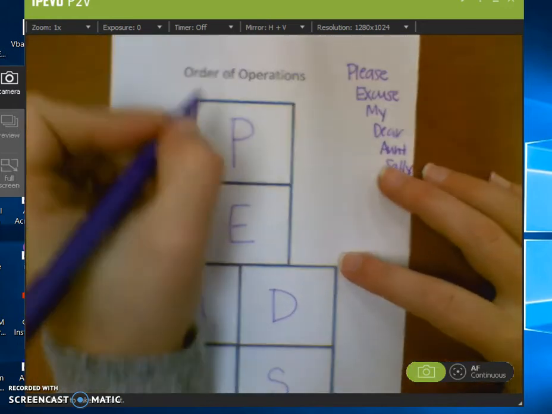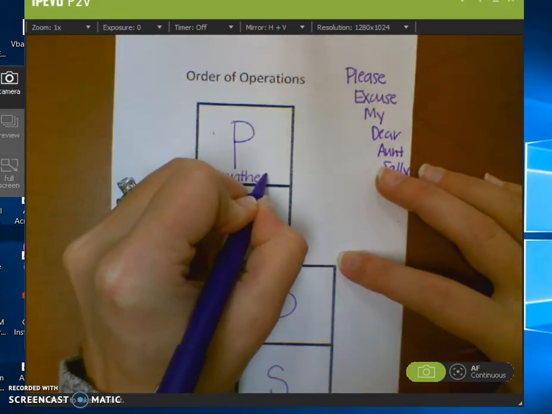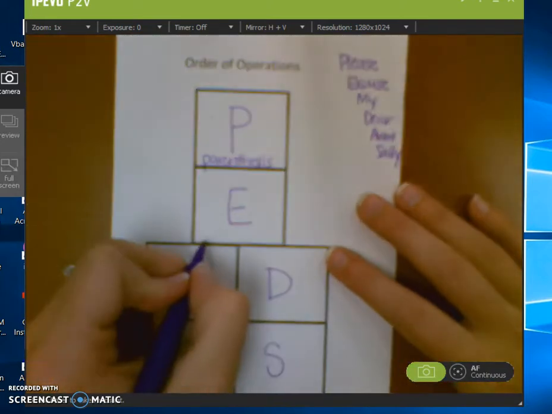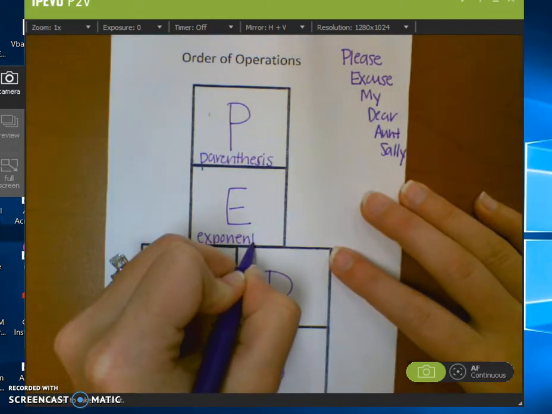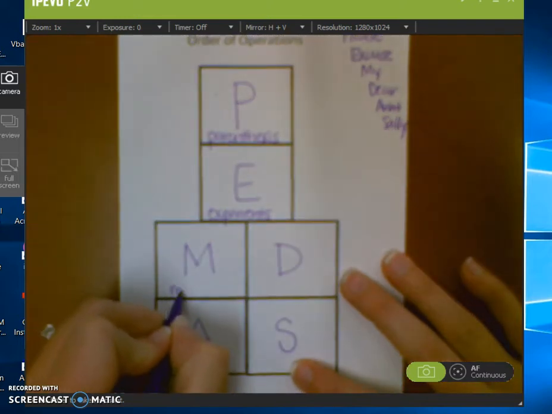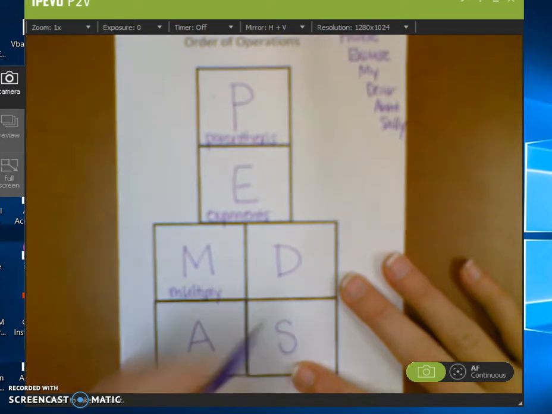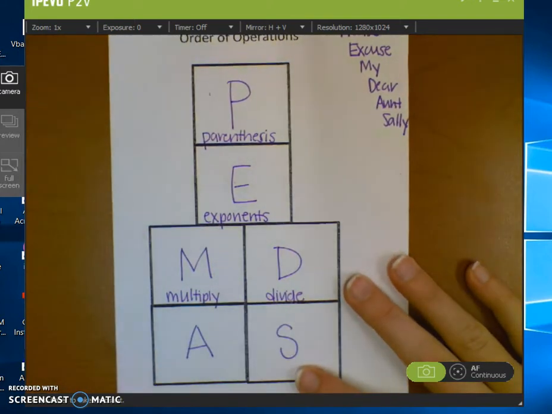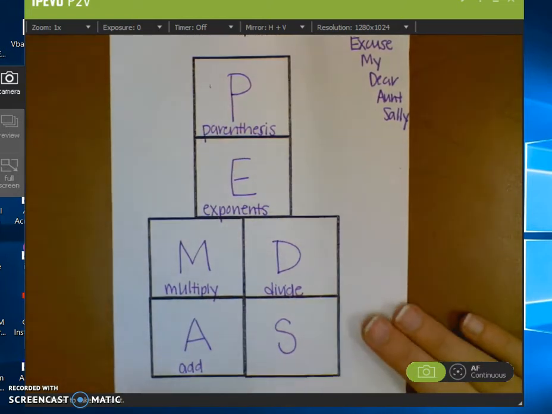So the P actually stands for parentheses. So I want you to write that in here. The E stands for exponents, which we just learned about. The M stands for multiply. The D stands for division or divide. The A stands for add. And the S stands for subtract.